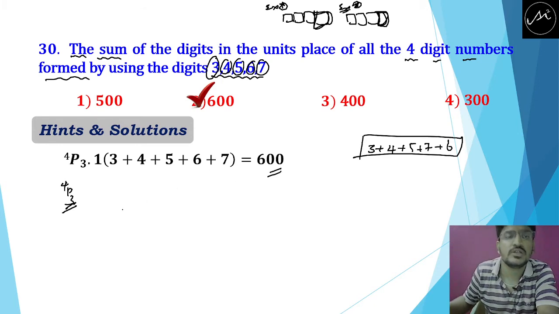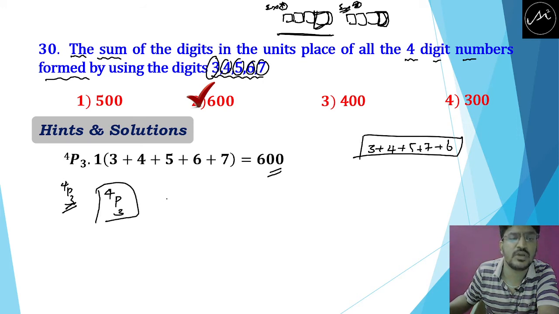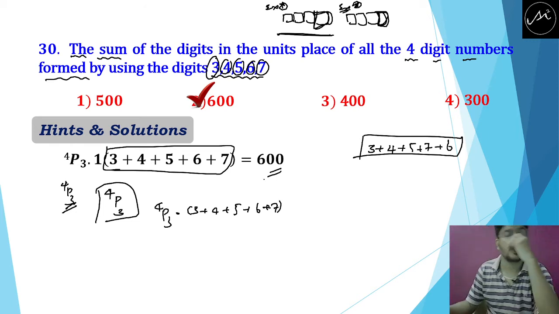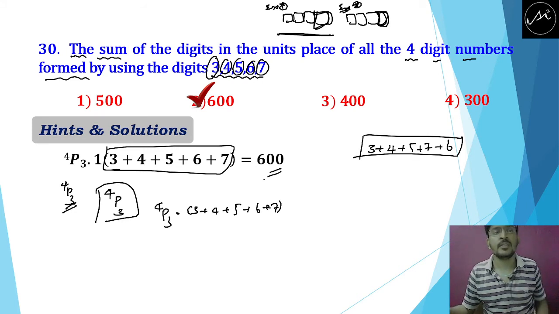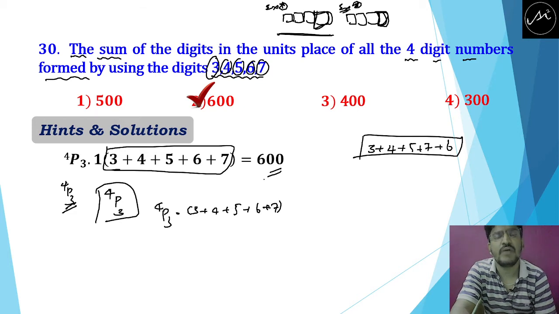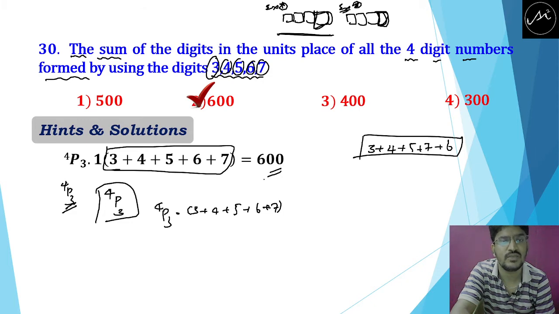Okay, so that means you have got 4 places. Out of 4 places I should choose 3 places, because the last 4th digit will be one of these. So that sum I have calculated here. So now 4P3 into 3 plus 4 plus 5 plus 6 plus 7 will be the right answer. So that is 600. Okay, so a very beautiful question, you can understand it, no problem. And if you have any doubts, you can comment in the comment box.